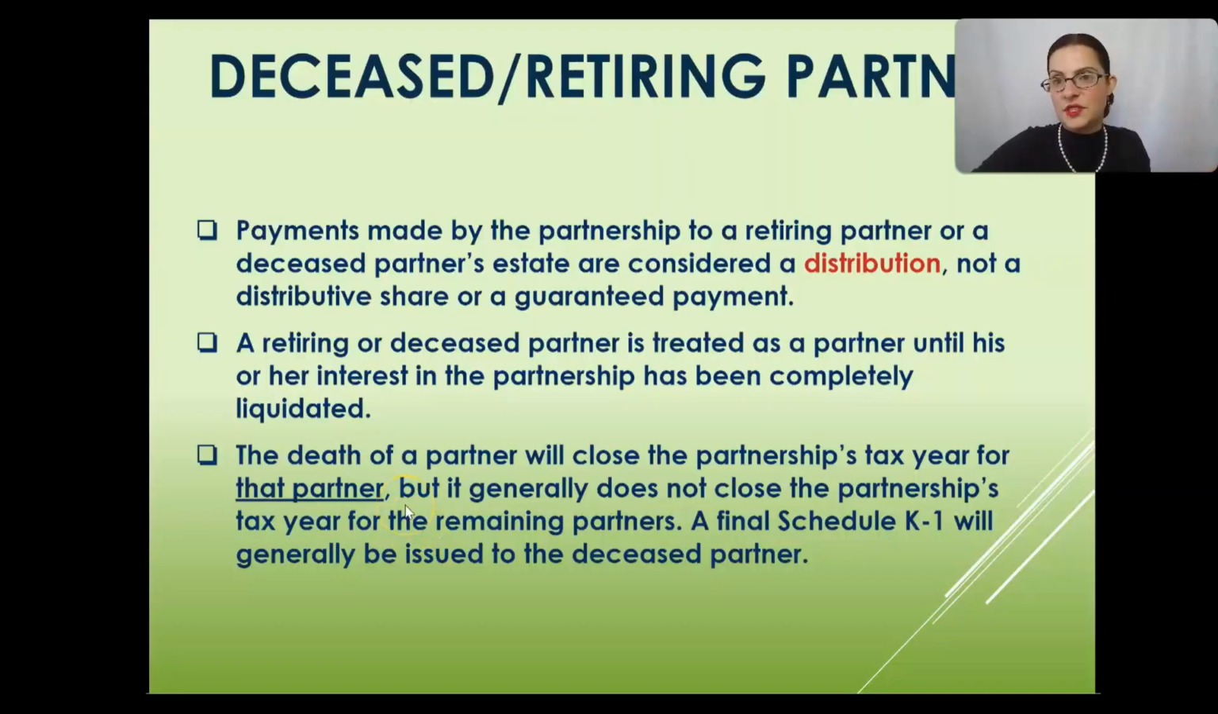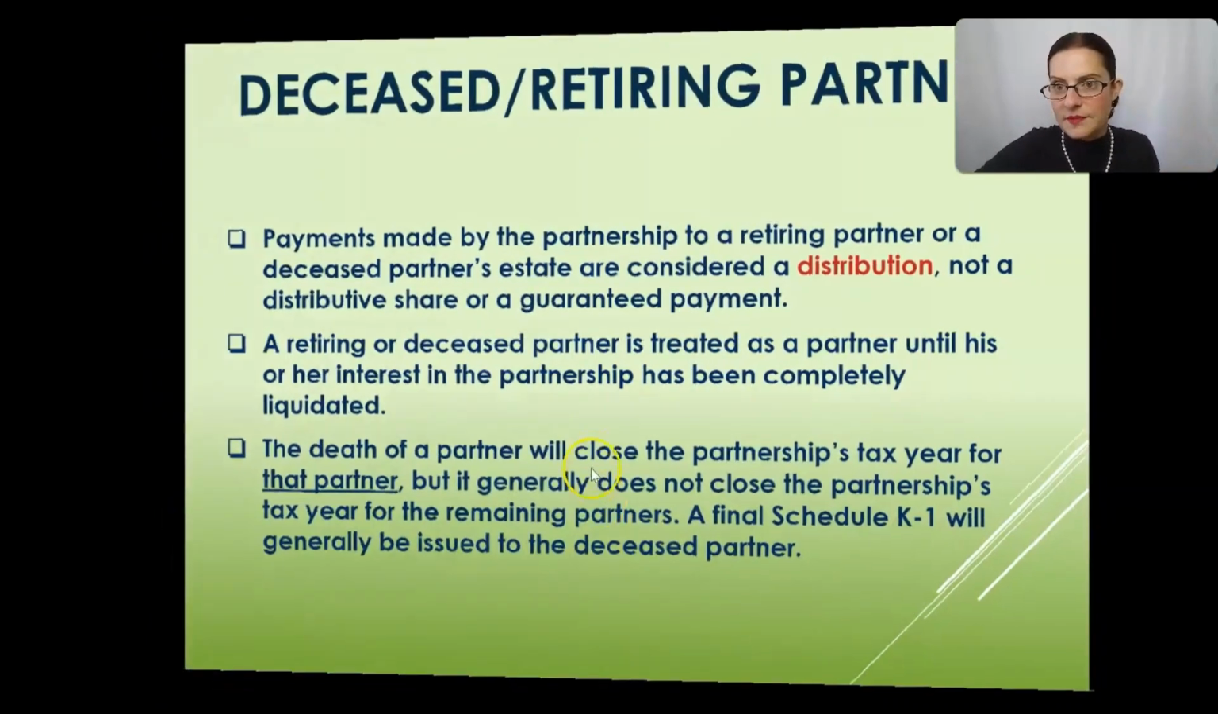The only time you have a situation where the partnership has to dissolve is where it's just two partners. And that's because a partnership has to have at least two partners. If there's only two partners and one of them drops out or dies, then you have a sole proprietorship. But if you have a larger partnership, 4 partners, 10 partners, 100 partners, the partnership is going to continue, even if one partner dies or drops out. A final Schedule K-1 will generally be issued to the deceased partner.